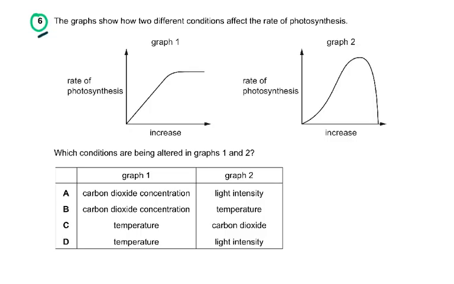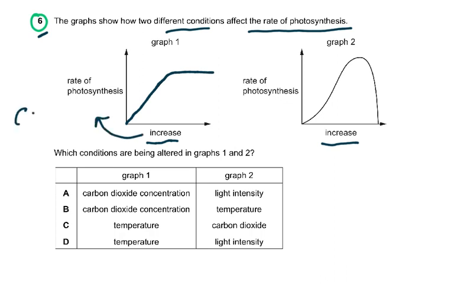Difficult question. The graph shows how two different conditions affect the rate of photosynthesis. Now, the rate of photosynthesis is on this axis, and it increases. Which conditions are being altered in graphs 1 and 2? In 1, you can see the rate of photosynthesis is increasing and then it levels off. Now, what can this be? This can only be two things: CO2 concentration in percentage or light intensity.